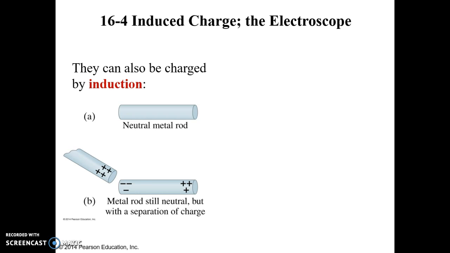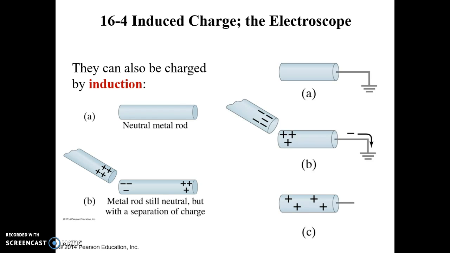However, if the metal is cut in half while the positive rod is close and not touching, one piece would be positively charged and the other piece would be negatively charged. This is called charging by induction.